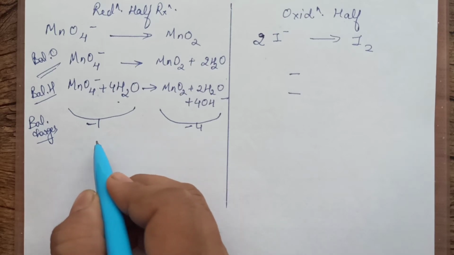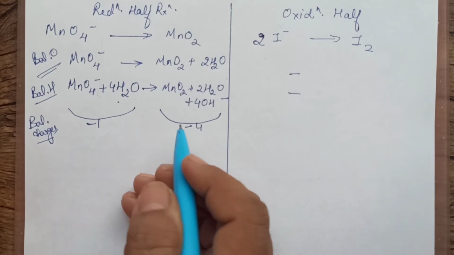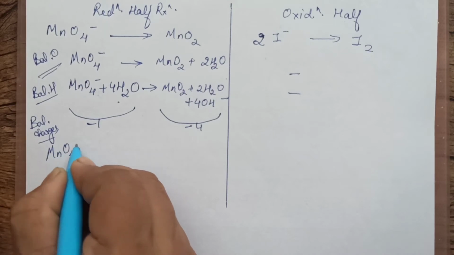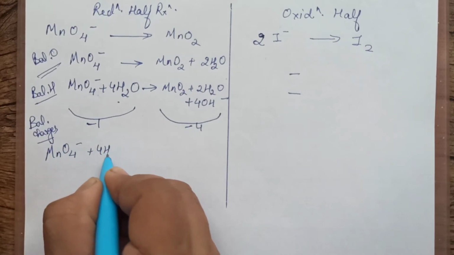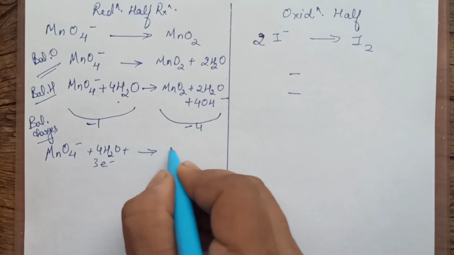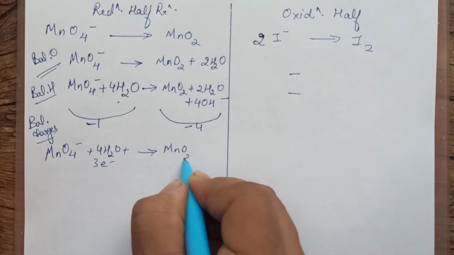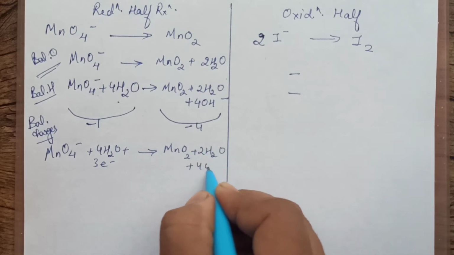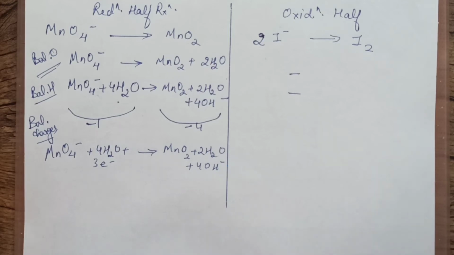If I add 3 negatives on the left hand side, even this will become -4. So I will rewrite the whole equation: MnO4 minus plus 4 water molecules plus 3 electrons I am going to add forms MnO2 plus 2 water plus 4 OH minus. See to it you do not miss out anything. If you miss out anything, then your answer will be wrong.